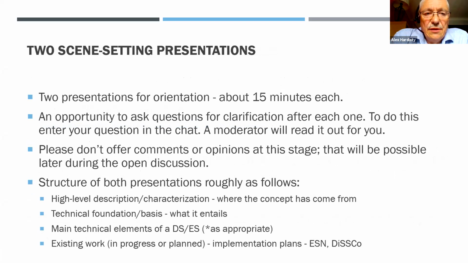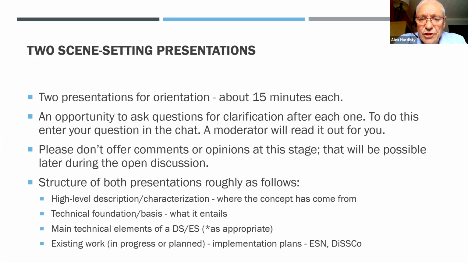Okay, so let's move to the two scene-setting presentations. These are two introductory presentations for orientation of about 15 minutes each or so. After each one, there will be an opportunity to ask questions for clarification. To do this, we ask you to enter your question in the chat. A moderator, either myself or Andy, will read out the question for the speaker to answer. During these question and answer sessions, please don't offer your comments or opinions at this stage. That will be possible later during the open discussion. So just questions for clarification.